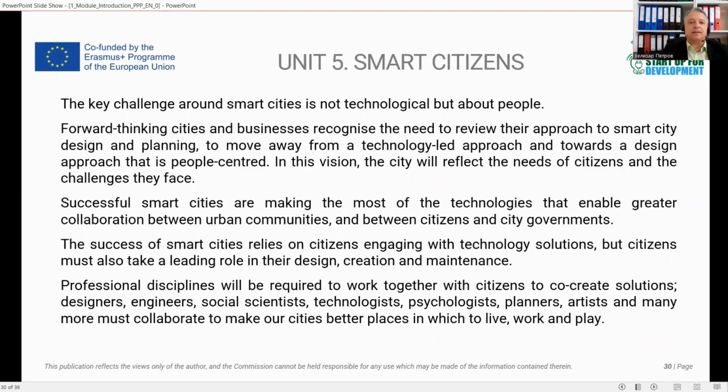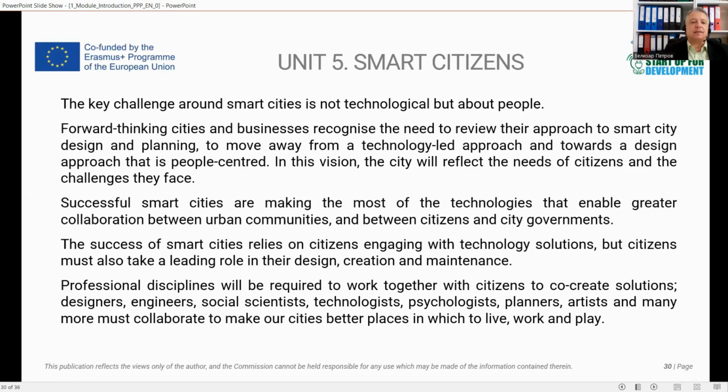Unit 5 is about smart citizens. The key challenge around smart cities is not technological, but about people. Forward-thinking cities and businesses recognize the need to review their approach to smart city design and planning, to move away from a technology-led approach and towards a design approach that is people-centered. In this vision, the city will reflect the needs of citizens and the challenges they face.